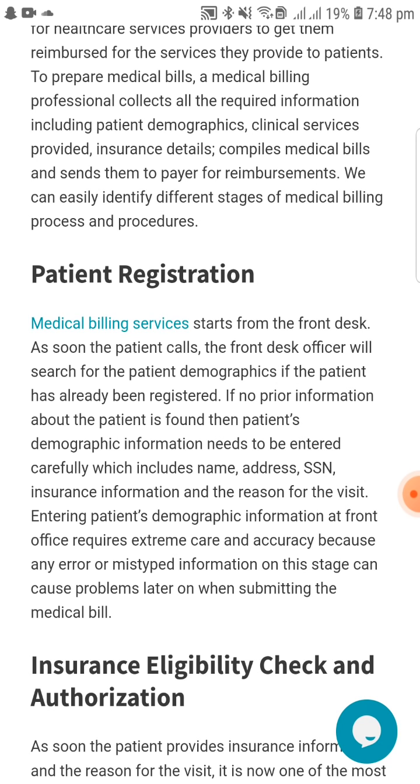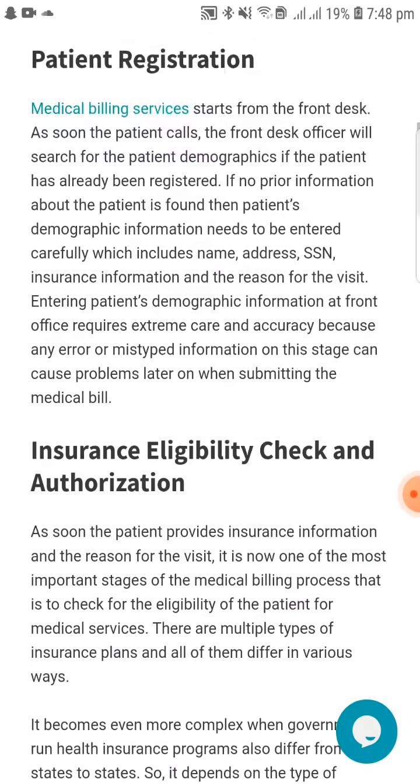Entering the patient's demographic information at the front office requires extreme care and accuracy, because any error or mistyped information at this stage can cause problems later on when submitting the medical bill.